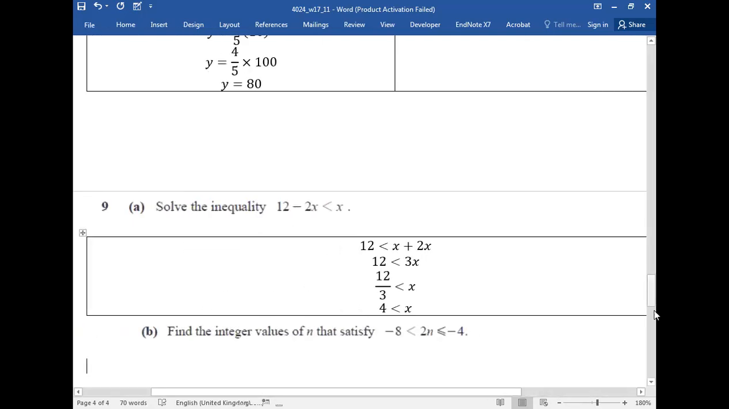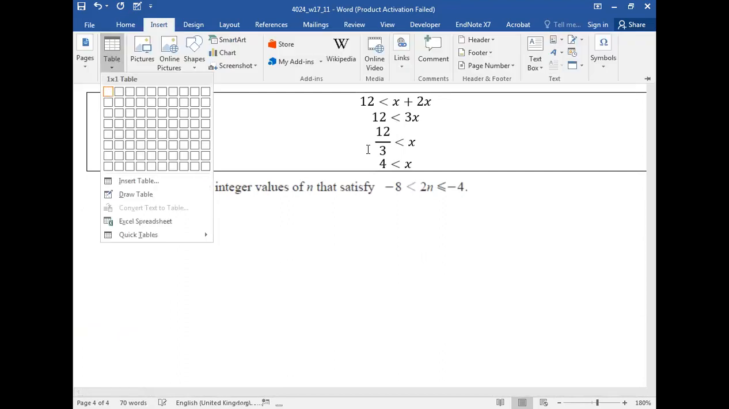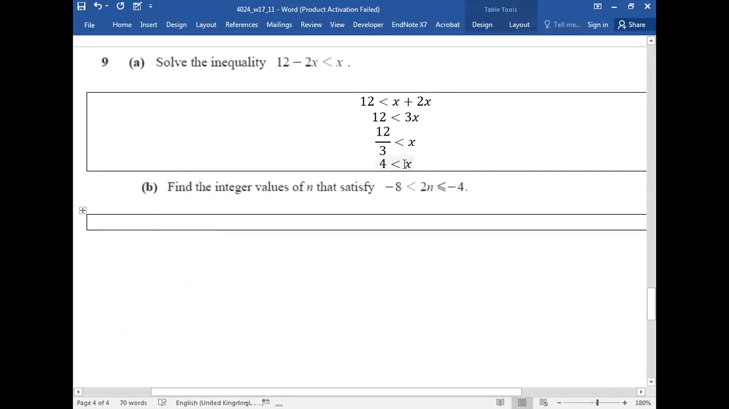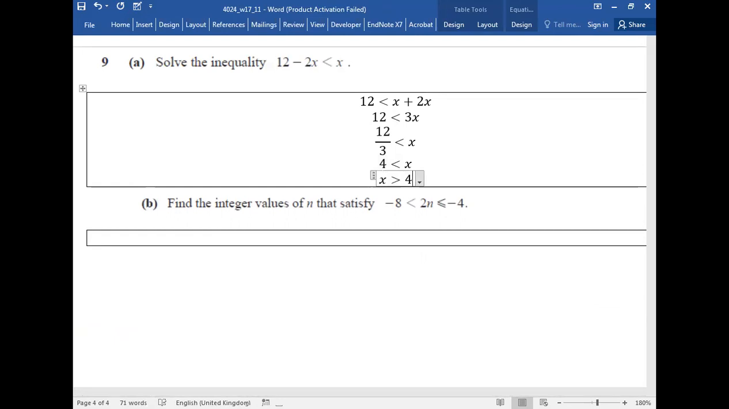How do we attempt such questions? It makes no difference, it is the same. There is no need to write x is. X is greater than 4. This is enough. If you want to write it down this way, you can, no problem. X is greater than 4.